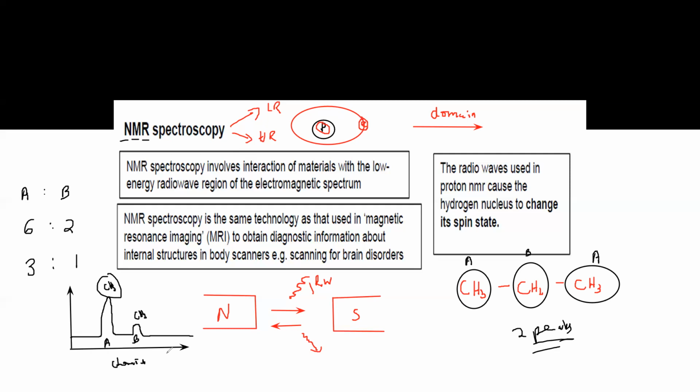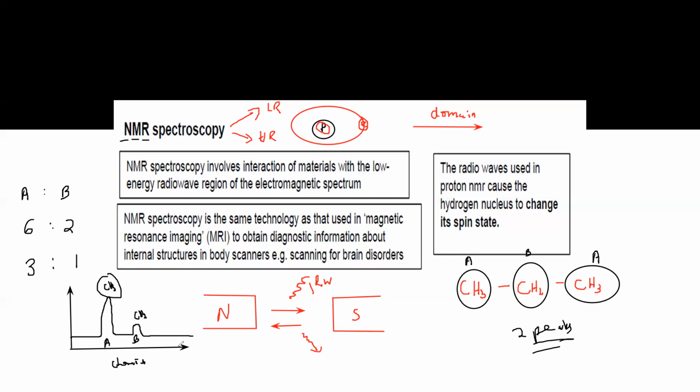What is a chemical shift? Chemical shift is a comparison with another molecule, an inert molecule: compared to that molecule, how magnetic they are. That's known as a chemical shift. We'll discuss that in the next slide. But this is the introduction of NMR, nuclear magnetic resonance.